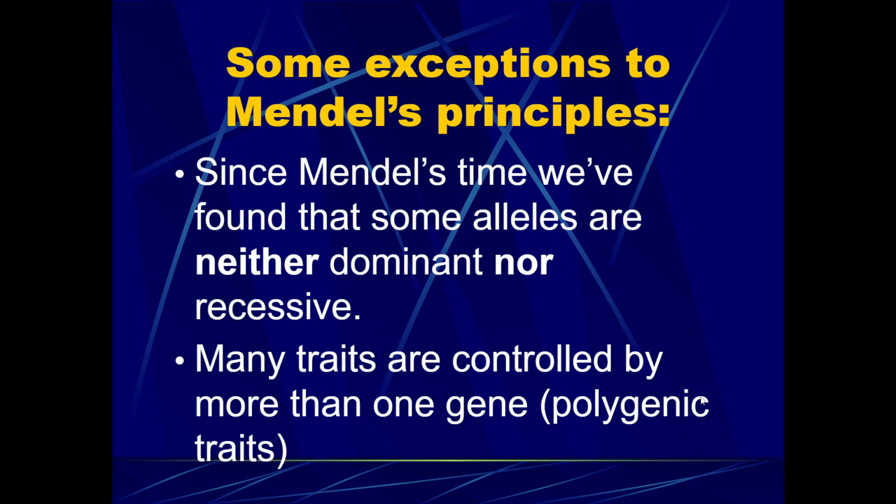And there are some exceptions we've now learned to Mendel's principles. There's things like incomplete dominance or codominance, or polygenic traits, where many traits are controlled by more than one gene. So, since Mendel's time, we found that some alleles are neither dominant nor recessive.